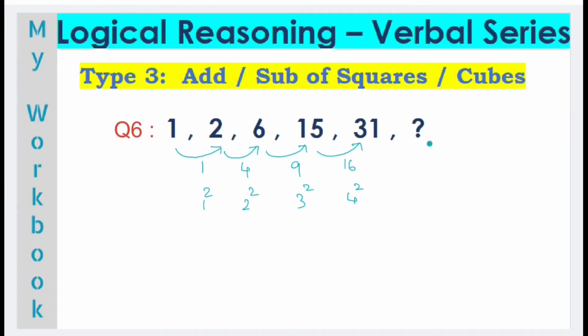So how will we find the next element? We need to add 5 square to 31. So 31 plus 5 square, which is 25. Answer will be 56.